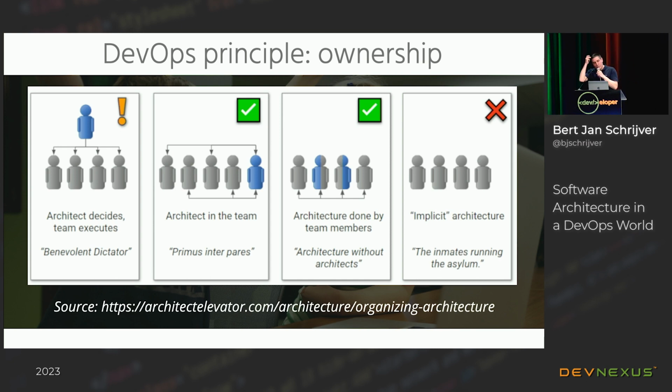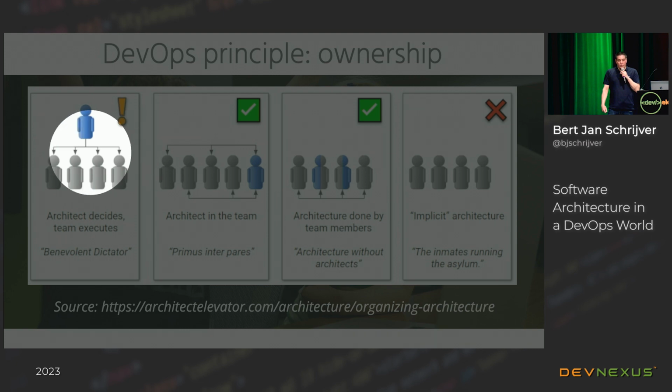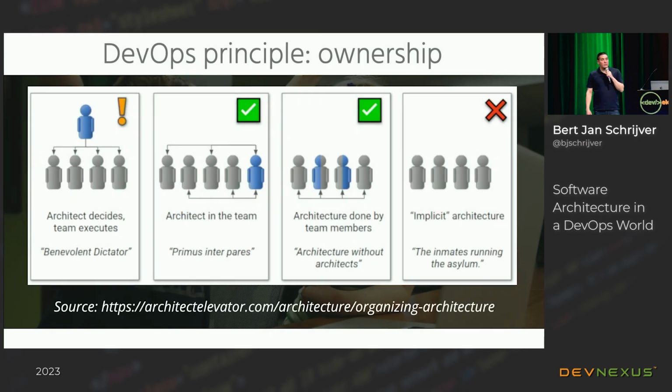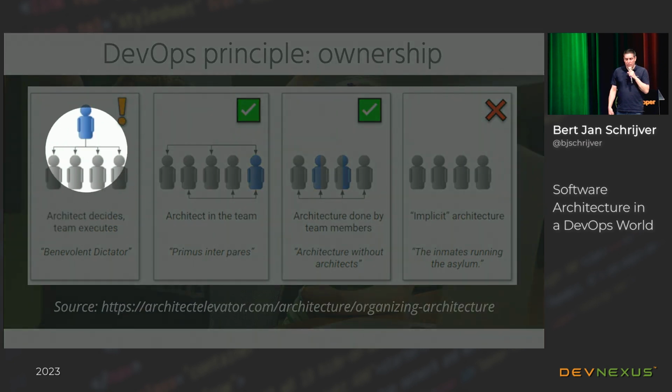This is an image from Gregor Hohpe's blog. Gregor Hohpe blogs at architectelevator.com, and he was talking about organizing architecture. He's basically defining four ways that you can organize software architecture in combination with a team. The first one is where the architect decides and goes down to the team and sends their instructions. Architect decides, team executes. This is typically called a benevolent dictator. It's not necessarily bad, but there is a problem here. Who sees what the problem is? It's where the thing I'm pointing at.